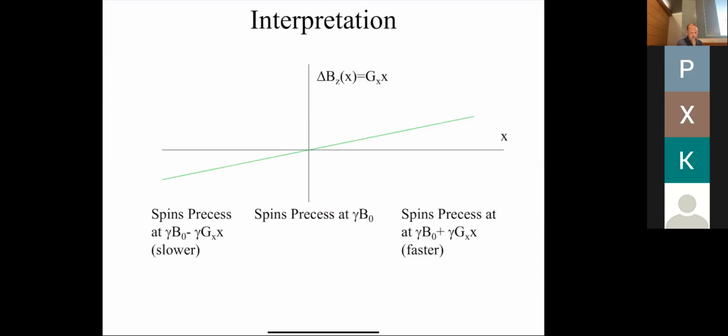So the physical intuition is this, and we're going to say that X equals 0 corresponds to what in MR we call the isocenter.